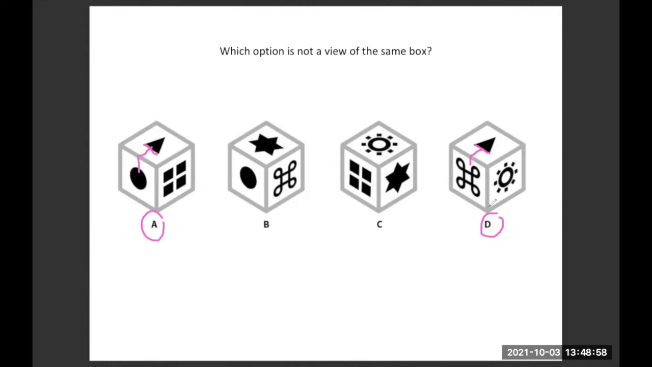Now, since I have established that either option A or option D could be the answer, what will I look for? Can anybody give suggestions on what else I should look at? Ma'am, the patterns of the bottom part, the circle and this.